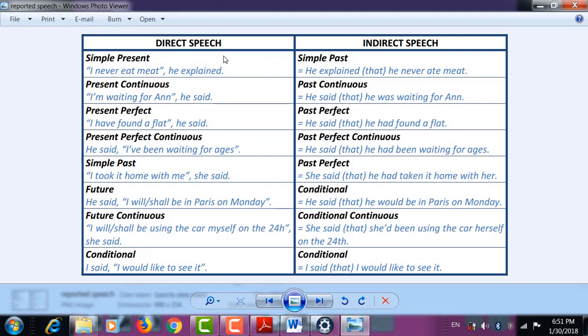Yes, here we have the direct speech and the indirect speech. This is for the tenses. So we change the simple present into past simple, right? I never eat, so we change eat here into ate, right? So we change the present simple into past simple, eat into ate. I'm waiting, present continuous into past continuous. I'm waiting to was waiting, right? And so on. Present perfect into past perfect. Have, has plus verb 3 into had plus verb 3. So we change have found into had found.